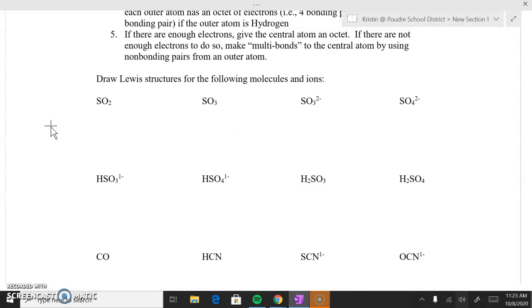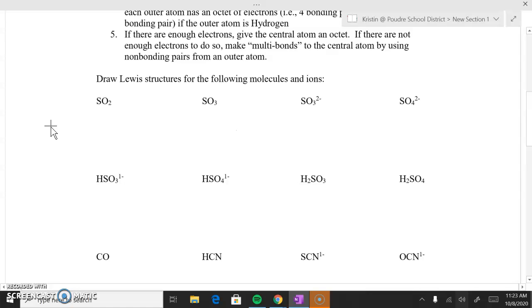If you have a printer, you can print this out, but you can also just draw these in your notebook or on a piece of scratch paper. I'm just going to have you take a picture of them and send them to me so that you can get credit for your efforts.